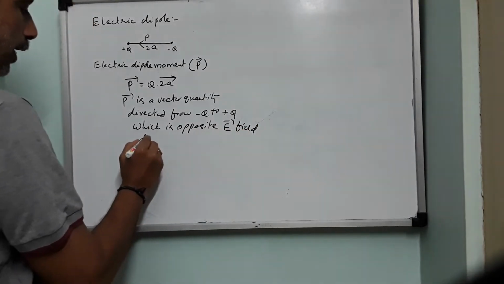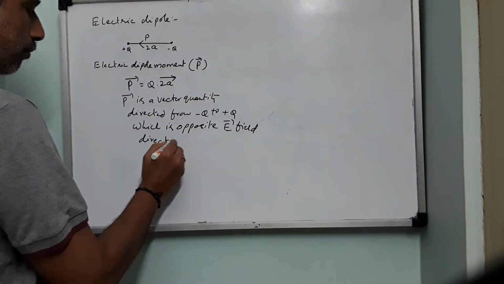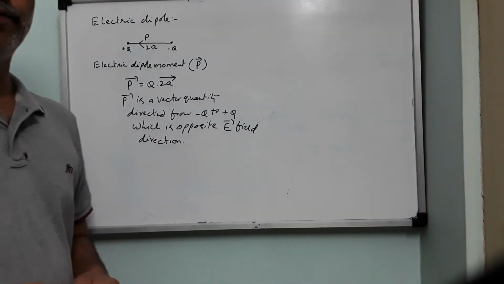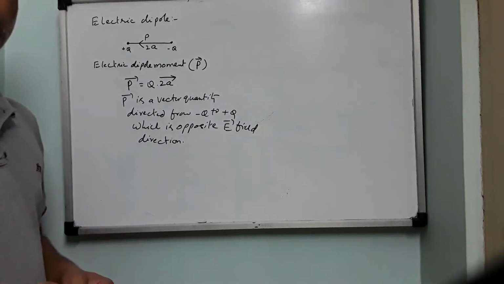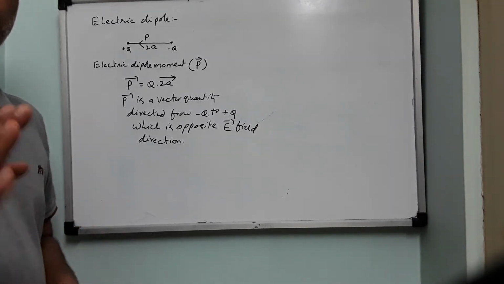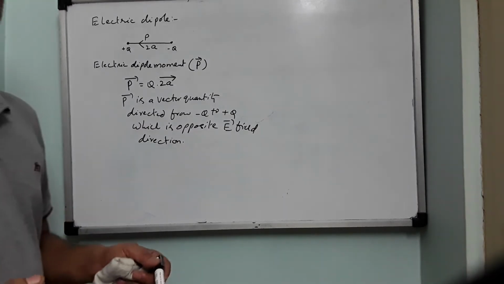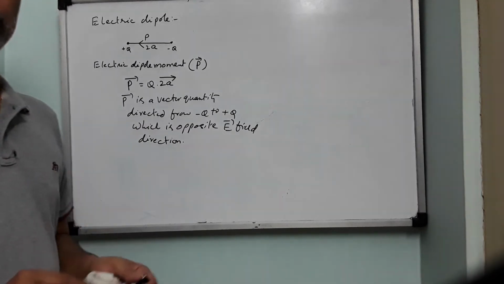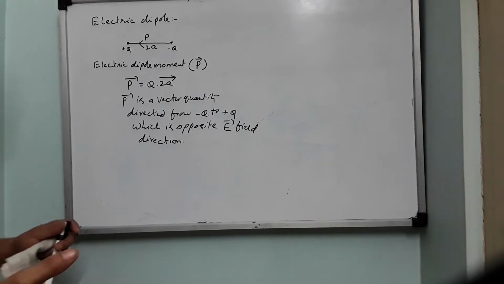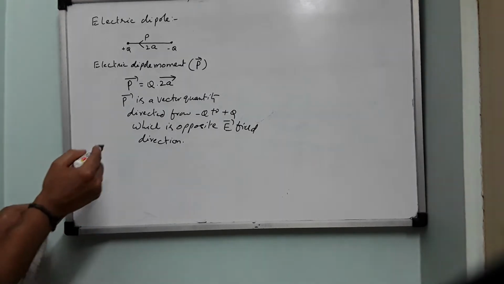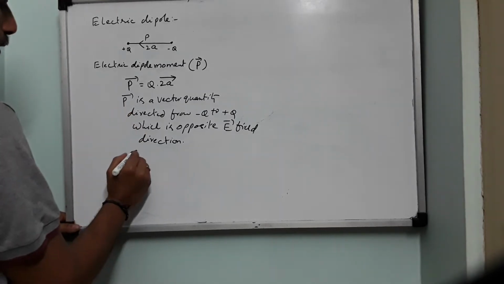Electric field direction. So simply this is a convention. When you give electric field direction from plus q to minus q, dipole moment direction should be given from minus q to plus q. Just remember this. Why we have chosen like this is to satisfy the vector rules, like cross product.